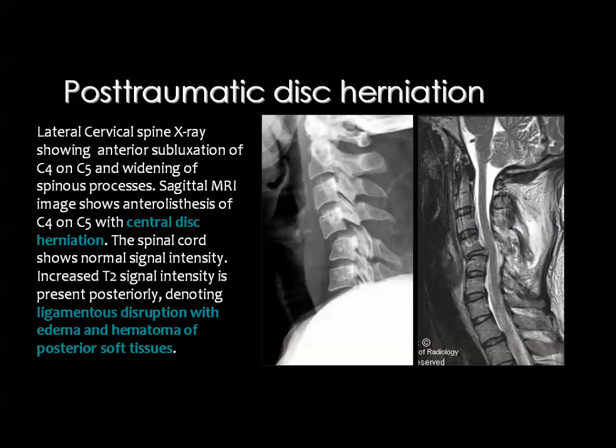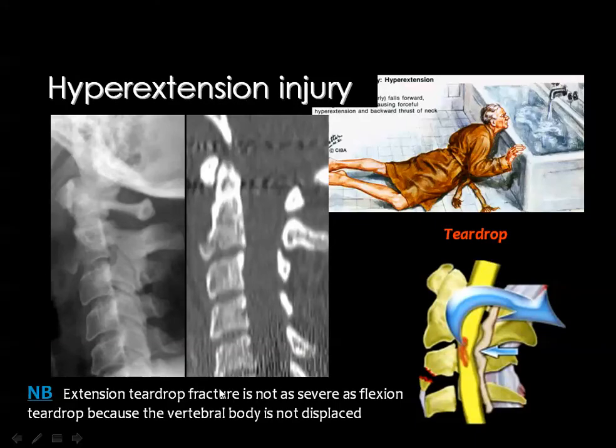And one of the complications of trauma is the post-traumatic disc herniation. Sometimes with flexion injuries, you get spondylolisthesis of one of the vertebral bodies over the lower one, and this may result in disruption or rupture of the annulus fibrosus, resulting in herniation of the nucleus outside the confinement of the annulus, and this will appear in the images as acute post-traumatic disc herniation.